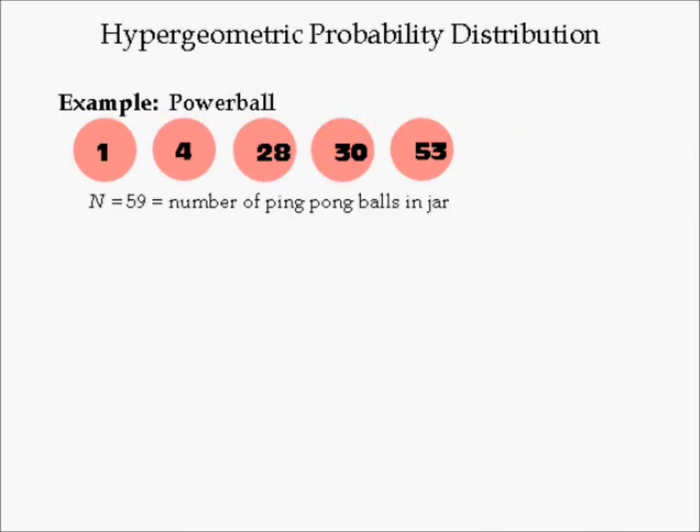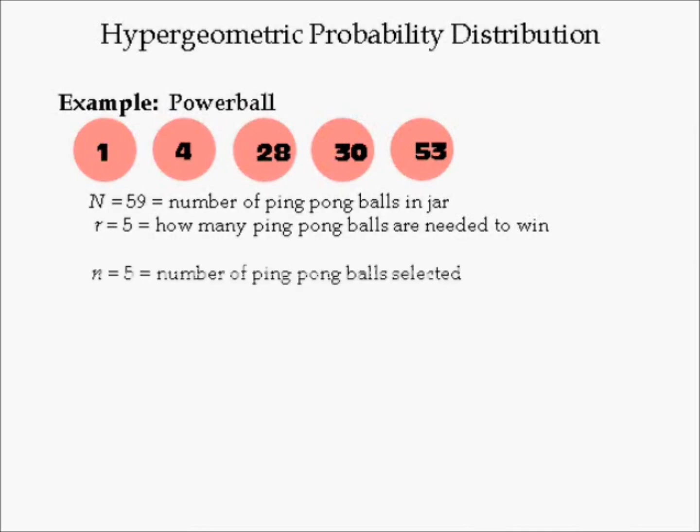N in the hypergeometric probability distribution function is equal to 59, since this is the number of ping pong balls in the jar containing the non-Powerball ping pong balls. R in the hypergeometric probability distribution function is equal to 5, since 5 of the 59 have to be winners. n in the hypergeometric probability distribution function is equal to 5, since you pick 5 balls from this jar. X in the hypergeometric probability distribution function is equal to 5, since 5 of the ones that you picked have to be winners.